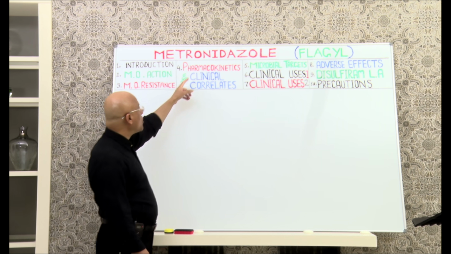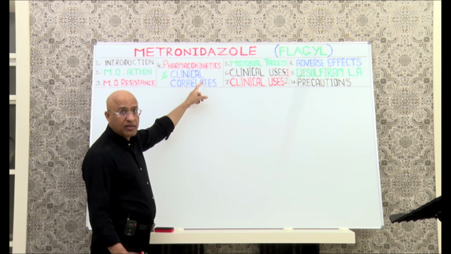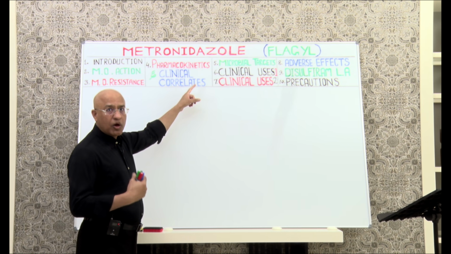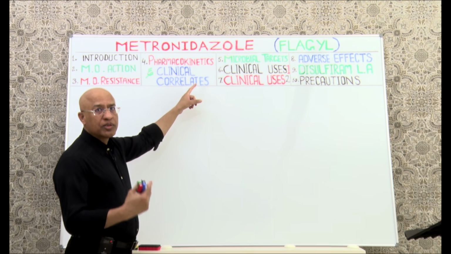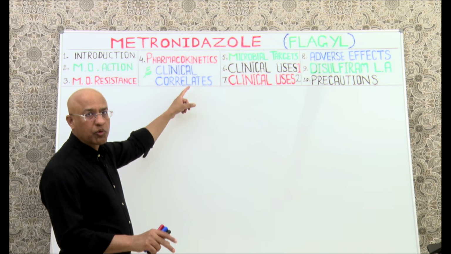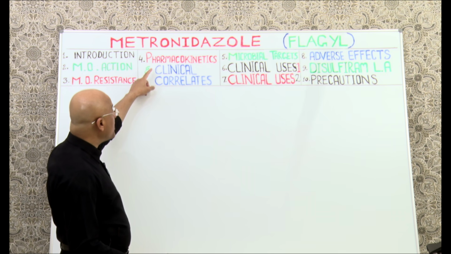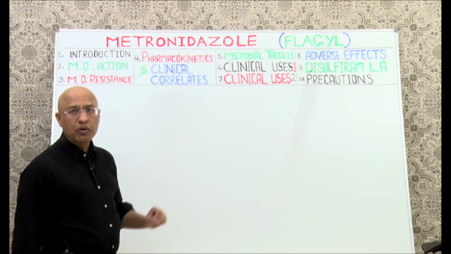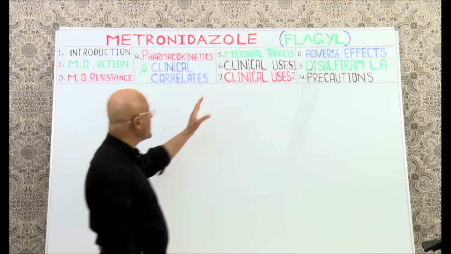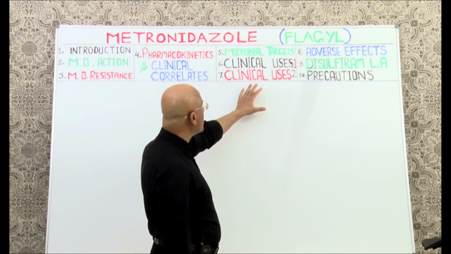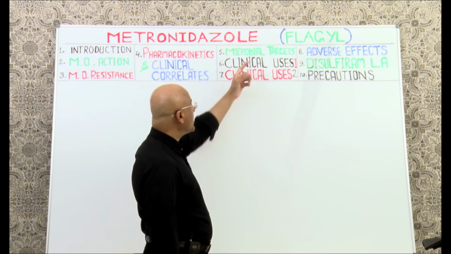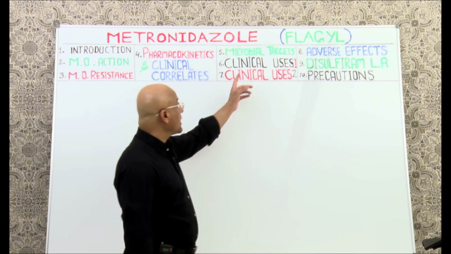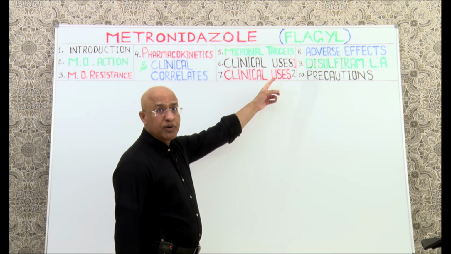Later on, we'll talk about the pharmacokinetics of the drug, that is how the drug is taken, absorbed and distributed in the body, and how it is metabolized and excreted out of the body. And of course, a very important thing: what are the clinical correlates with its pharmacokinetics. After that, we'll go to a very important part of this discussion, the microbial targets of metronidazole and clinical uses of metronidazole.